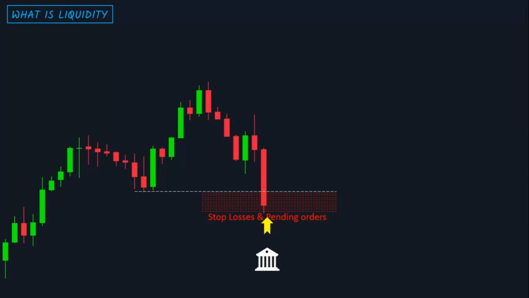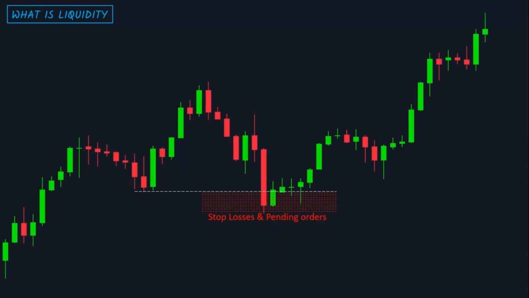In simple terms, liquidity is the fuel that drives the market. Price moves toward liquidity because that's where the orders are concentrated. Understanding liquidity from an SMC perspective helps you see the market more clearly. It shows you where retail traders are being manipulated, where their stops are likely placed, and more importantly, where smart money is entering or exiting the market.